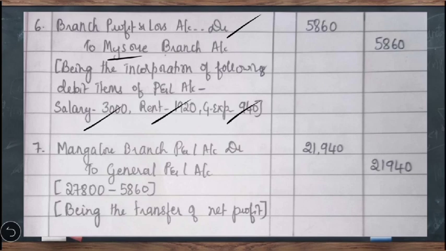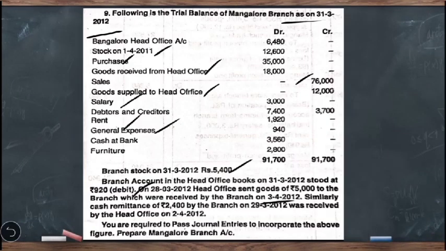Then the next entry has to be passed for incorporating the credit items of the profit and loss account. Here we don't find items like commission received or discount received or any other item. Okay, that is why for incorporating the credit items in the books of head office, we need not pass the entry. If you want, you can pass the entry and in the amount column you can write it as nil. Okay, you can skip that entry. Now we have incorporated the debit items of profit and loss account and there are no credit items. So we are going to balance the profit and loss account to see whether there is net profit or net loss.